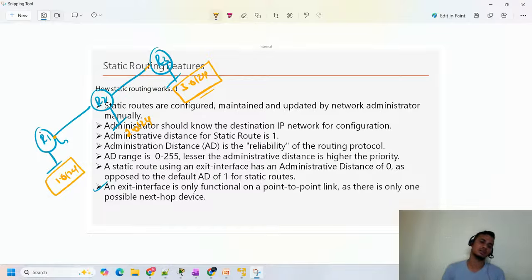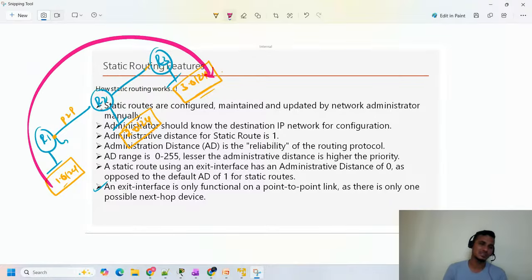In this scenario, which is better, the exit interface or the next hop? The exit interface is better if you have a point-to-point link. When you are trying to reach from 1.0/24 to 2.0/24, it's fine, you can take the exit interface. But when you are trying to reach from 1.0 to 3.0, from R1's LAN to R3's LAN, always configure the next hop IP address, because the routing packets will not go here and there. So the next hop IP is always better in this scenario.